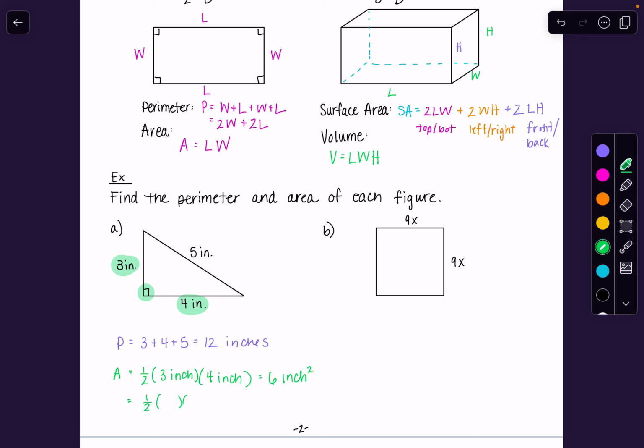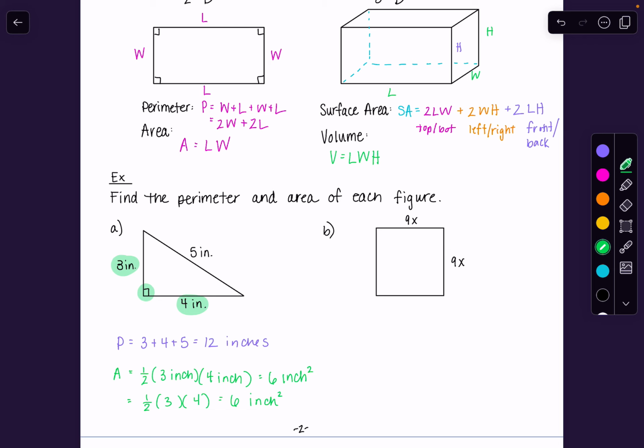Instead, just use the numbers and worry about the units at the end. The base and the height are 3 and 4. 3 times 4 again is 12, times 1/2 gives us 6. And because it's an area and my units are inches, my area units are going to be inches squared.